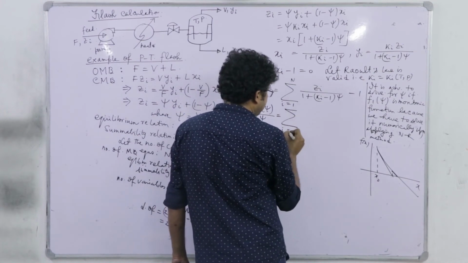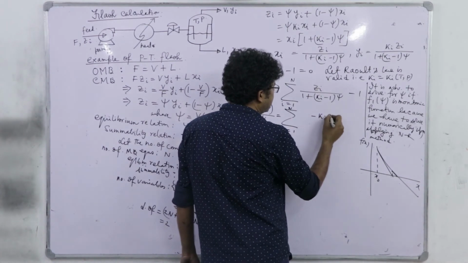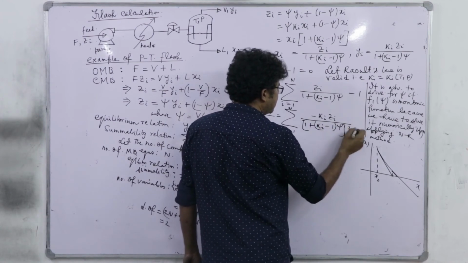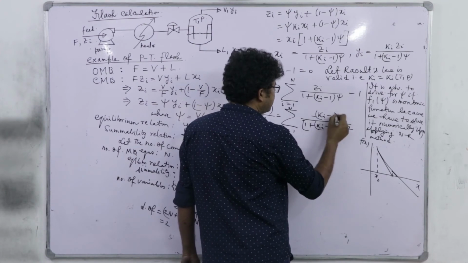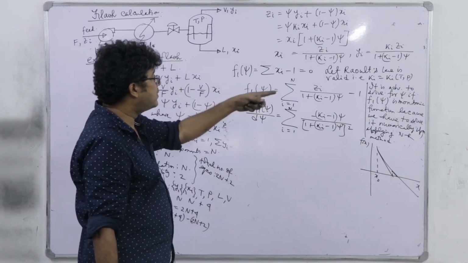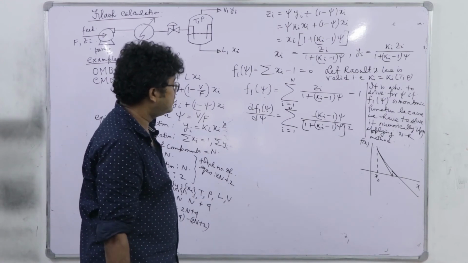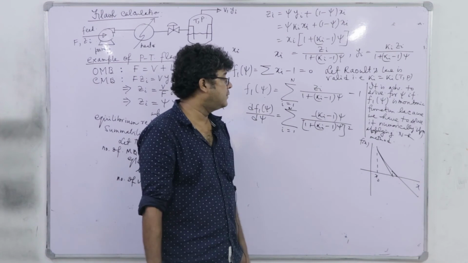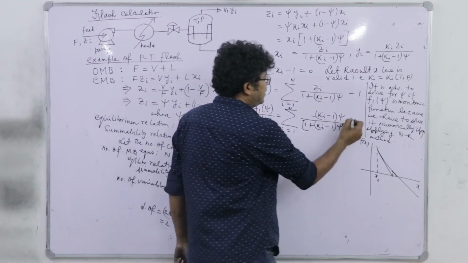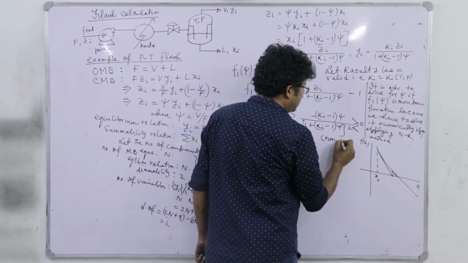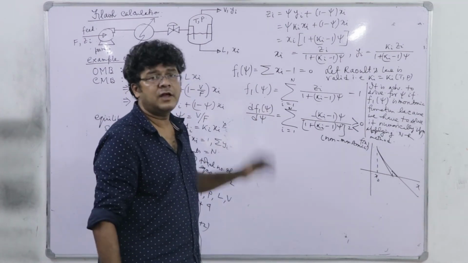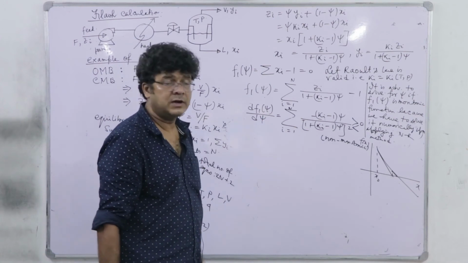So, this will be ki minus 1. Right. I think it's correct. Yeah. So this is a non-monotonic function, because we don't know the values of ki, whether it is greater than 1 or less than 1. So it may be greater or less than 0. So that is non-monotonic. It may be monotonic, but for many systems it may not be. So, it is not universally assured that this is going to be a monotonic function.